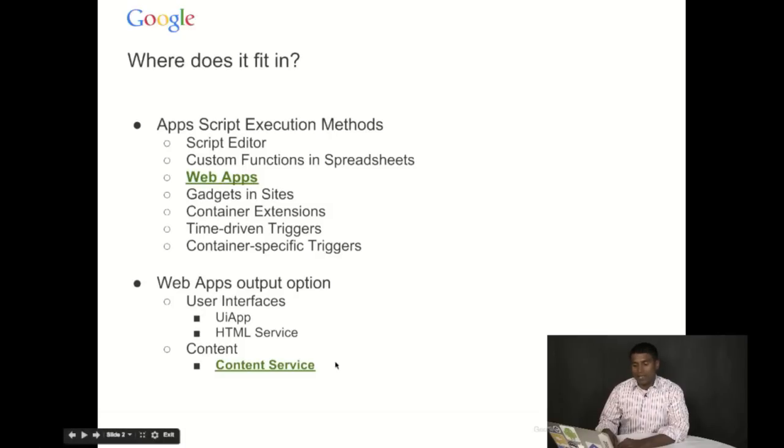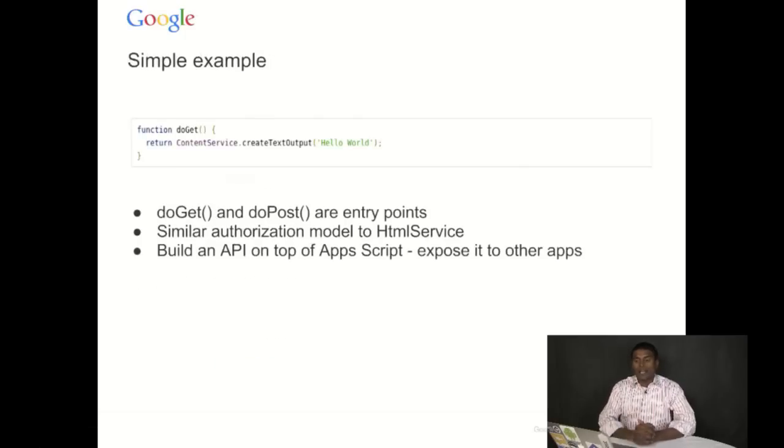What we're here to talk about today is Content Service. So this is where Content Service really sits. It's a mode of output for web apps. Hopefully this slide gives you a sense for where within the AppScript ecosystem Content Service fits in. So Content Service is a type of output for web apps. Okay? So what does Content Service look like?